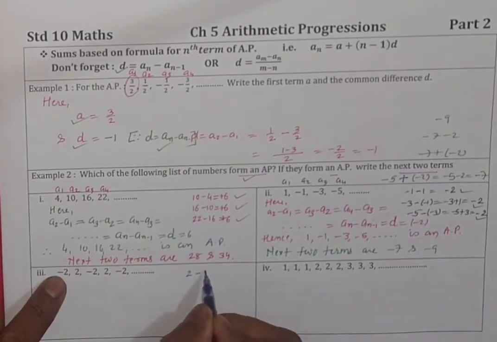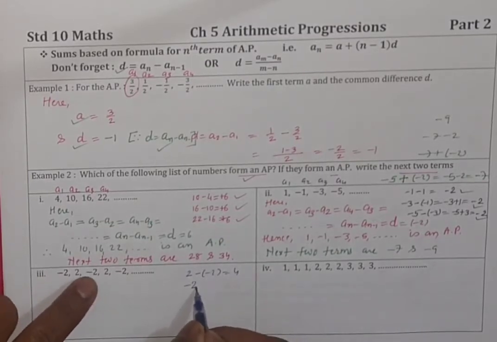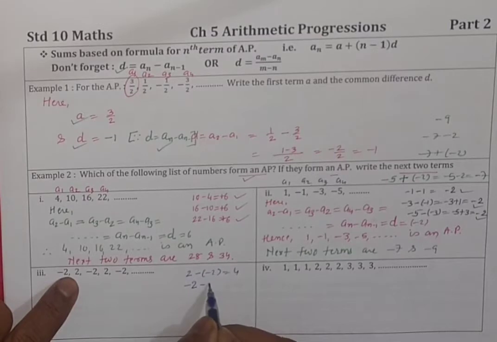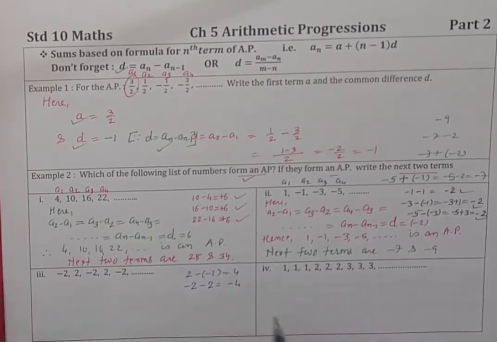Now here there are 5 terms. 2 minus minus 2, that is 4. Minus 2 minus 2, same sign, total, but this time minus. So difference is not equal. Alright.